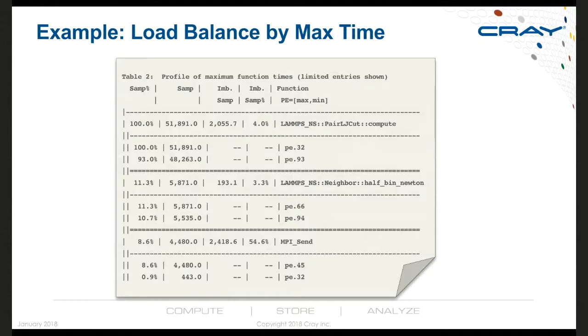In this case, down at the bottom is the most interesting. It's just a few excerpts from this table. I have an MPI send call here. One of them has a max of 8.6 sample percent and the other is 0.9. You can see here that my imbalance is 54.6%. It's pretty heavily imbalanced, and you can get a feel for that between the two ranks and how long they took to execute MPI send routines.